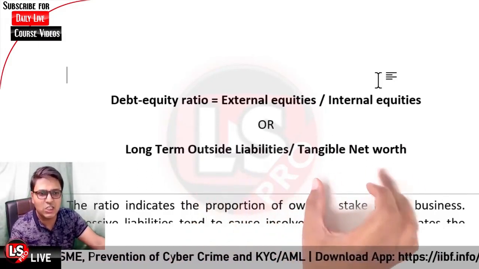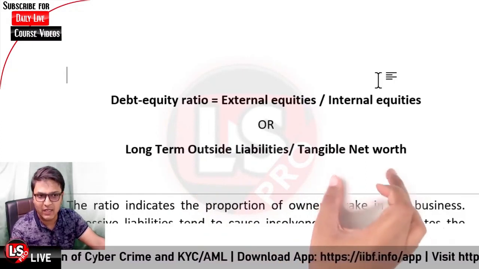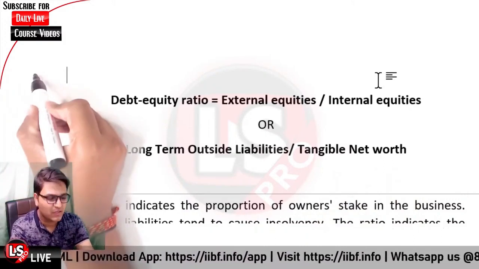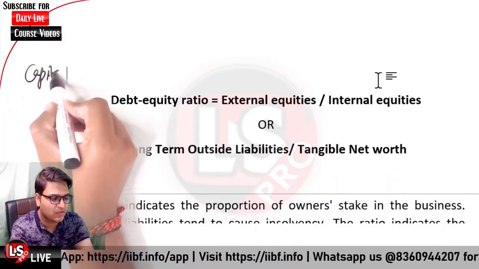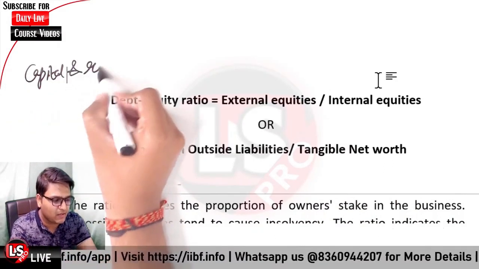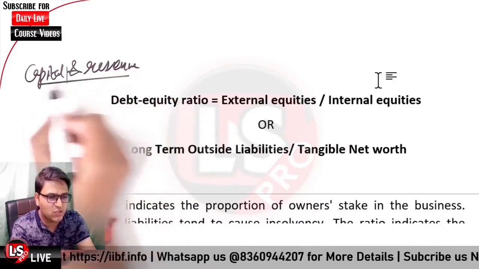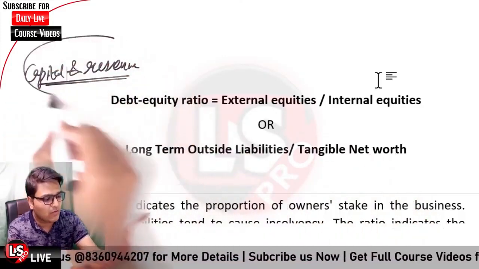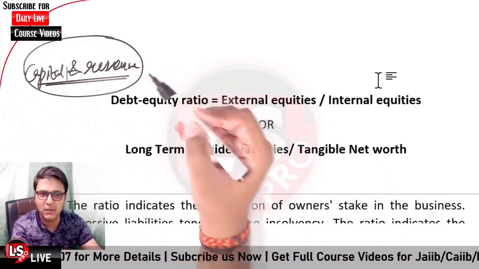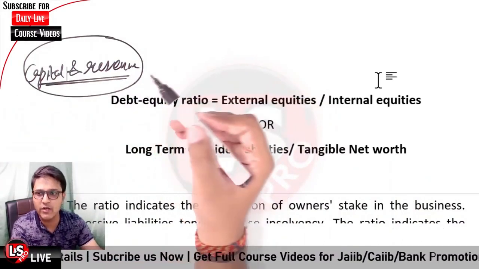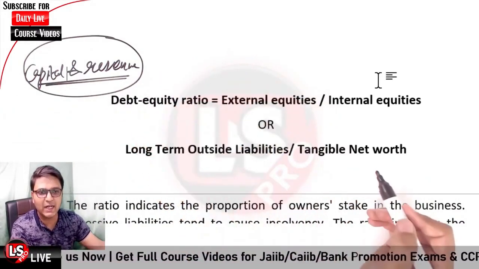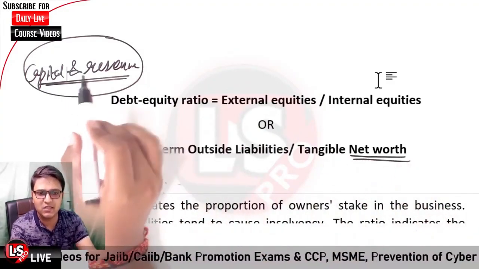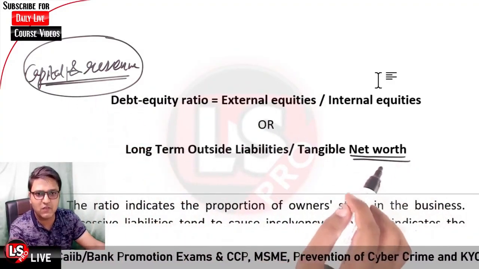And what is tangible net worth? First of all, what is net worth? It is basically the promoters' contribution. We are talking about the capital and reserves. That is the amount that was infused by the owner itself. That is basically your net worth. Net worth is capital plus reserves.